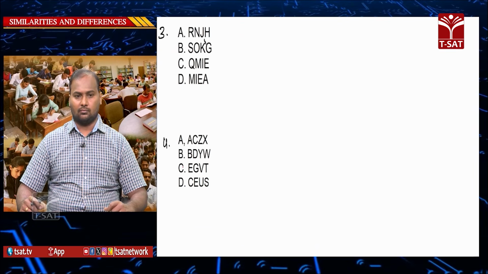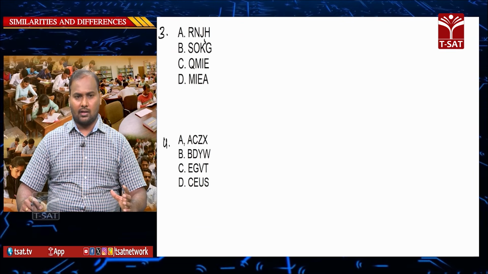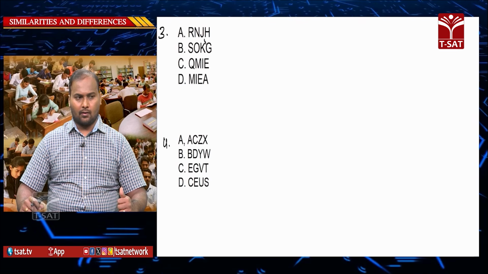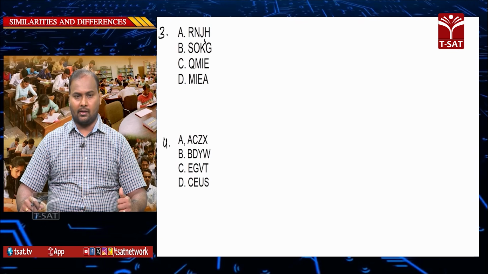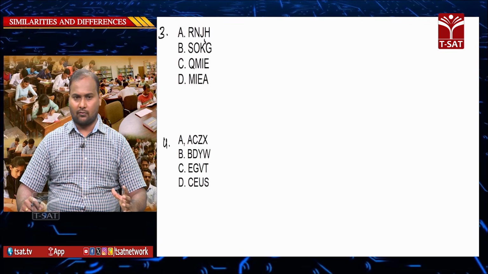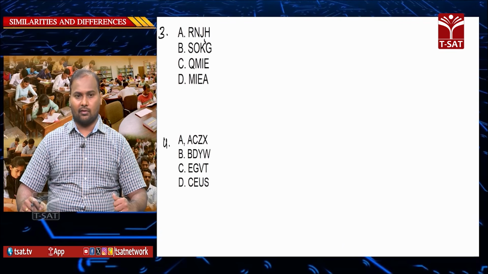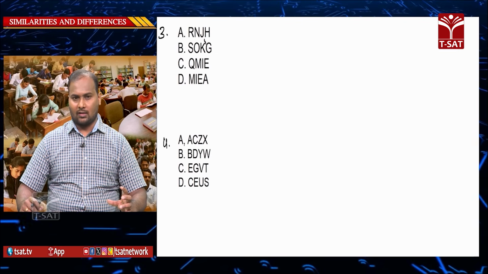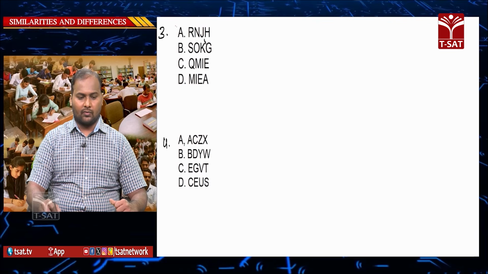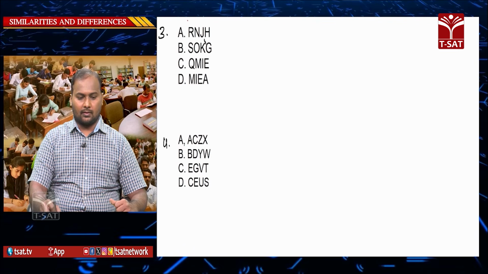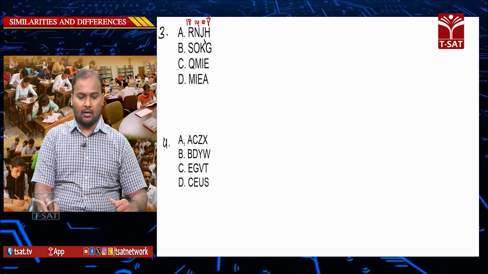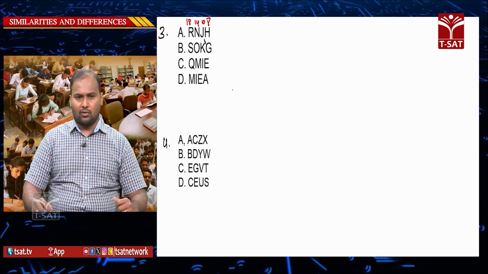So if you see this question, RNJH, that is option A, SOKG, QMIE and MIEA. In this type of question, observation of letters is very, very important. How these letters are arranged, that kind of observation has to follow. For example, R is 18, N 14, J 10, H 8. We know that. Once you know this, see the difference.